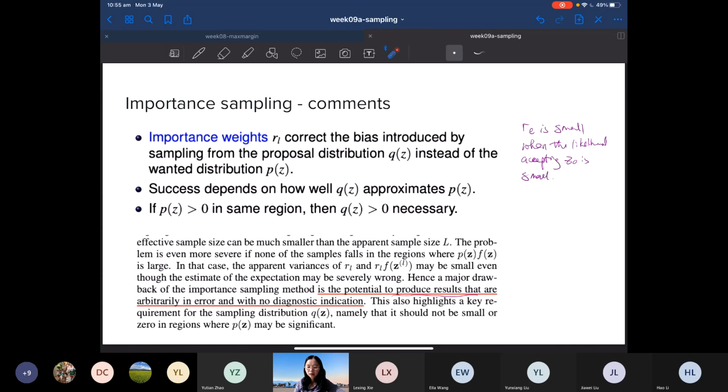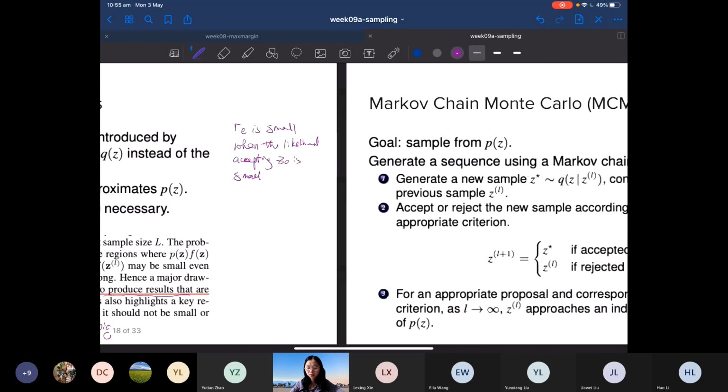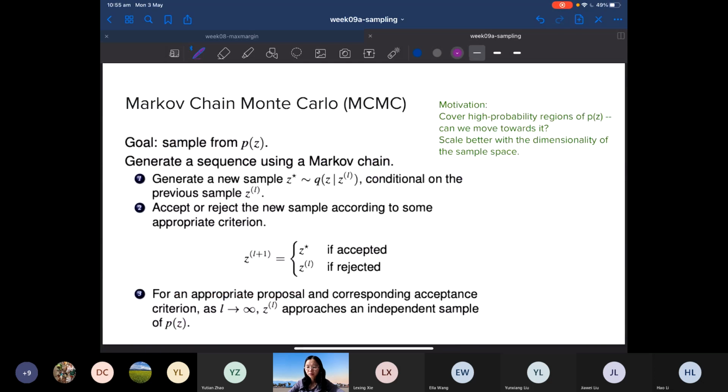So ideally, we also want, for example, Q of Z to not be small or zero in regions where P of Z is significant. If RL is too big, it's bad. And if RL is too small, then we're actually not getting lots of effective samples. These observations and concerns motivate us to look at the next series of sampling approaches.